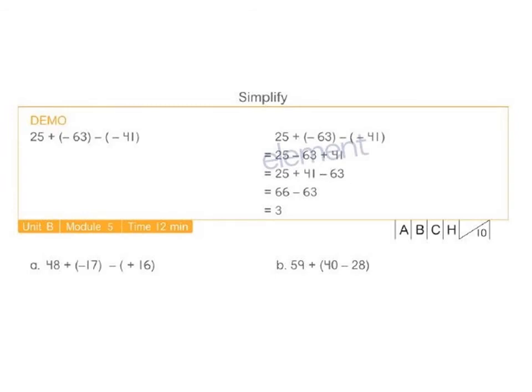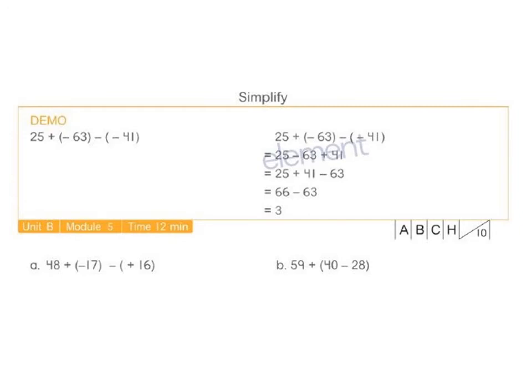Again, here also there is a demo given. You have to simplify just like the previous problems. Remove the brackets first, rearrange the numbers, positive separately, negative separately, then calculate positive separately, negative separately, then do the final calculation to find out the answer. Pause the video for 7 minutes, go through the demo and try the problems below.